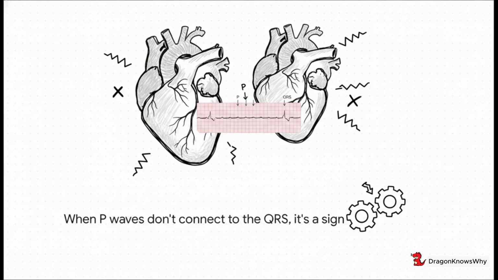But what happens when that really important P wave rule gets broken? Just look at this tracing. You can see a bunch of P waves right where those arrows are pointing. But hang on, not all of them are followed by a QRS complex. What's going on? Well, it means the signal from the atria isn't always making it through to the ventricles. It's like a communication breakdown. And in medical terms, we call this heart block.